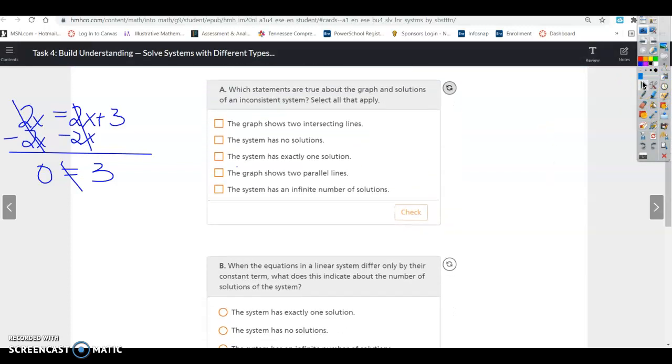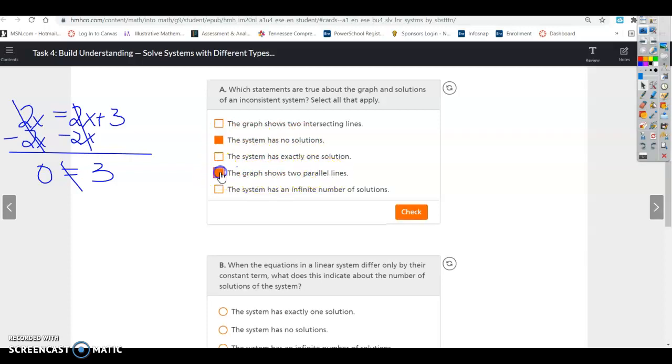Alright, so let's see what the question says. Which statements are true about the graph and solutions of an inconsistent system? Select all that apply. The graph shows two intersecting lines. Nope. The system has no solution. That's true. The system has exactly one solution. Nope. The graph shows parallel lines.